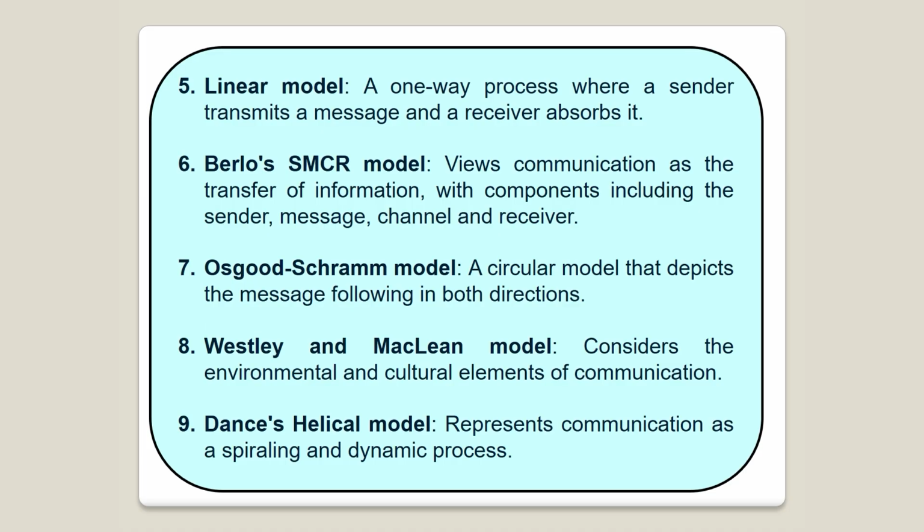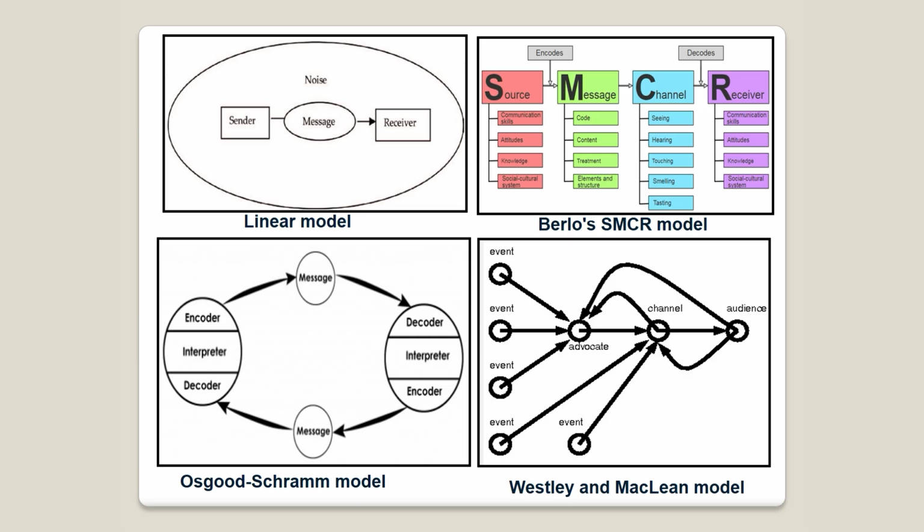So we are coming to the next model, the Dance helical model. This is model number 9. Dance's helical model is different from the others. The expert says it represents communication as a spiraling and dynamic process. Here the message starts from a point and rises in a spiral way into a wide domain. That's why it creates a structure like a dancing wave, and it is called Dance's helical model.